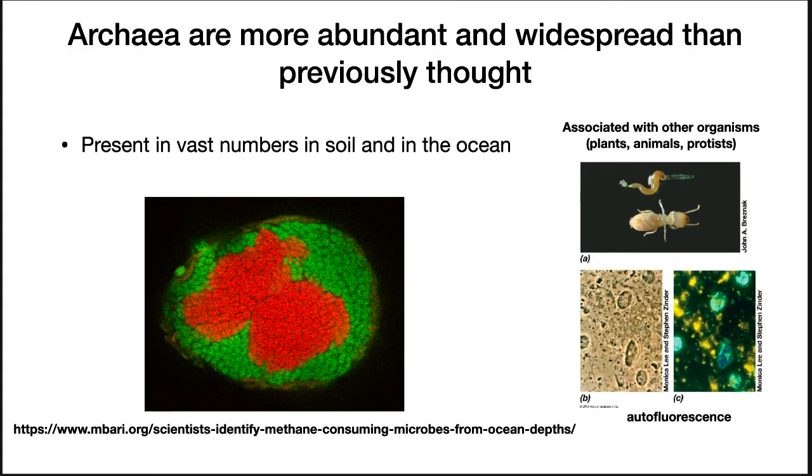They are present in vast numbers in the soil and in oceans. The left image shows a core of a methane oxidizing archaea, stained red, that uses methane as an electron acceptor. The right shows a termite that has methanogens, the little yellow organisms in panel C, that take acetate produced during digestion and convert it to methane.